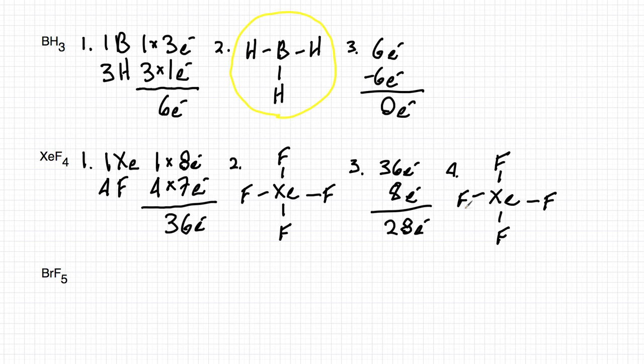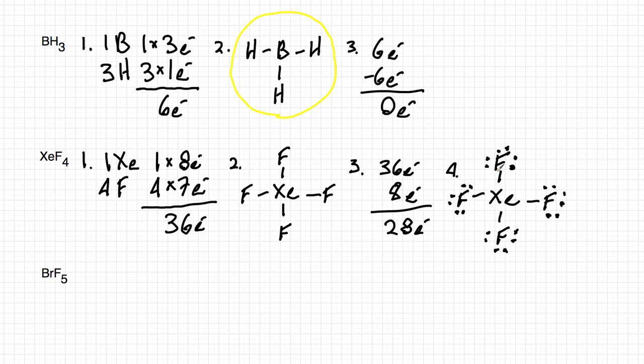And let's go ahead and give each of the fluorines an octet. So 2, 4, 6, 8, 10, 12, 14, 16, 18, 20, 22, 24. Okay, well, everyone's got an octet, but we still have 4 electrons we have to put down. And so our choices are, well, either put them down with the fluorine or put them with the xenon.